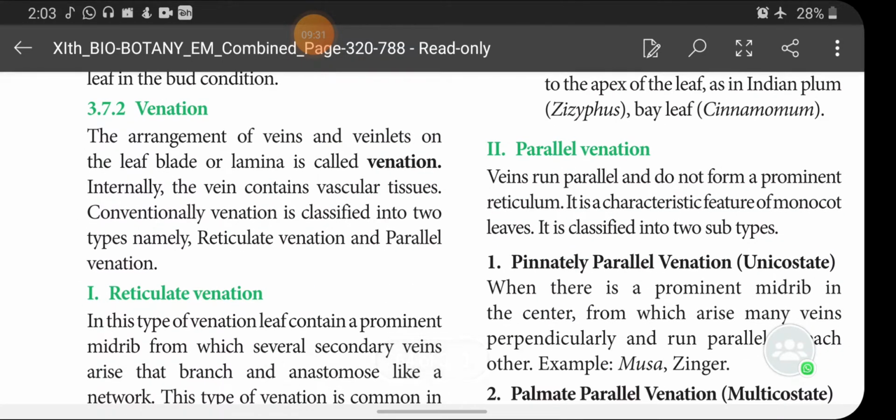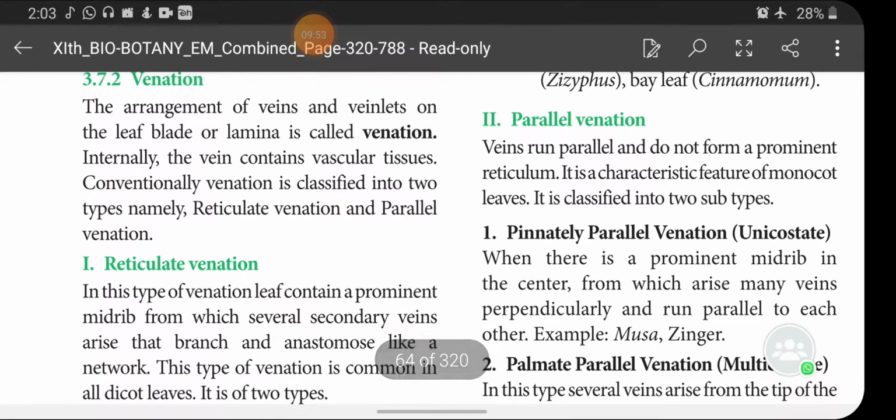Next, venation. It is an important 5-mark question. Venation is nothing but the arrangement of veins in the leaves. Okay, there are two types of venation. One is reticulate venation, another one is parallel venation. In reticulate venation, two types, pinnately reticulate, palmately reticulate. Same way, parallel venation also two types, pinnately parallel venation, palmately parallel venation.